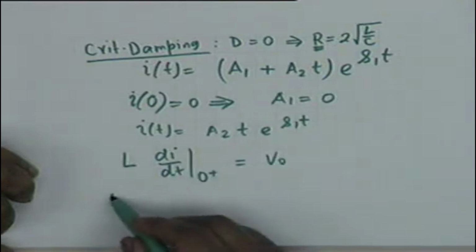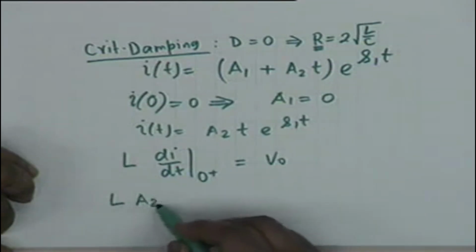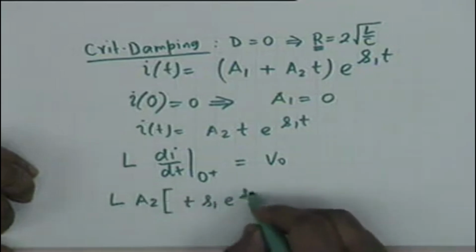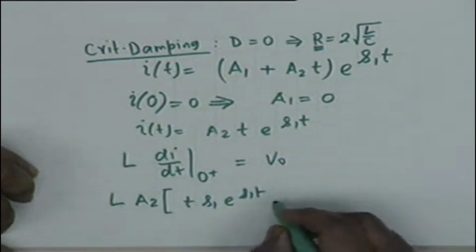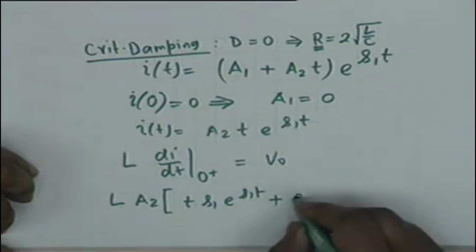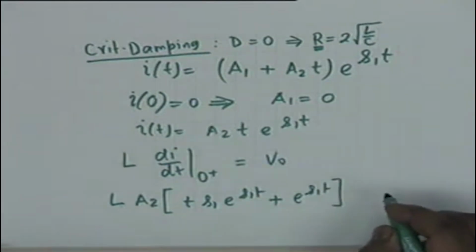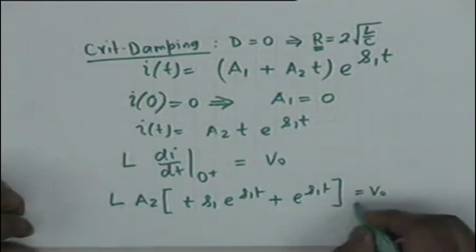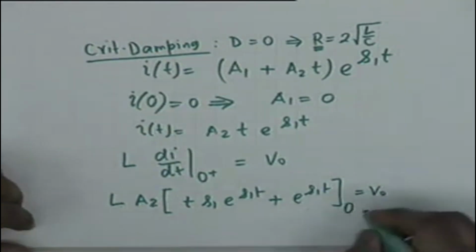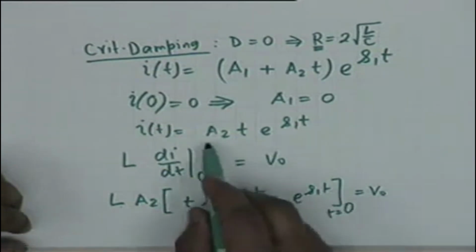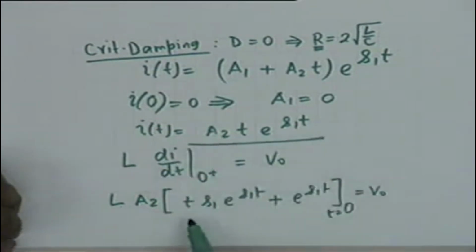If I differentiate this, then I get L A2 t S1 e to the S1t plus e to the S1t, that should be equal to V0 at t equal to 0. I have differentiated this expression, and I have to put t equal to 0. If I do that, then what do I get as A2?